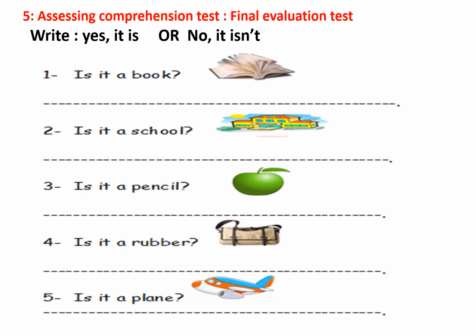Right, yes it is, or no it isn't. Is it a book? Yes it is, very good. Is it a school? Yes it is. Is it a pencil? No, it isn't. Number 4, is it a wrapper? No, it isn't. Number 5, is it a plane?